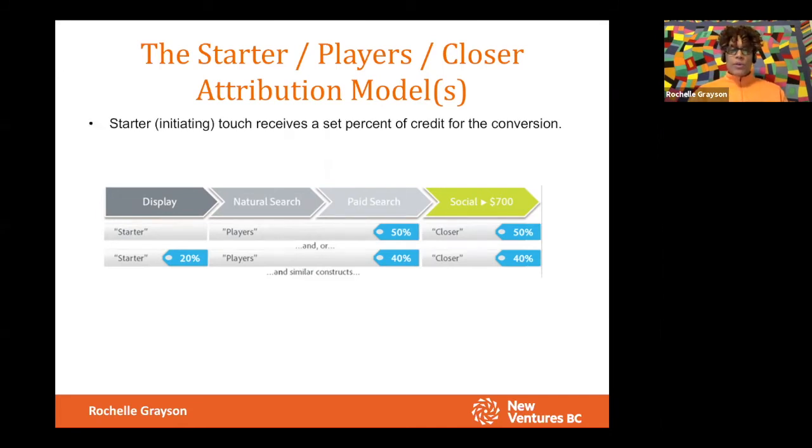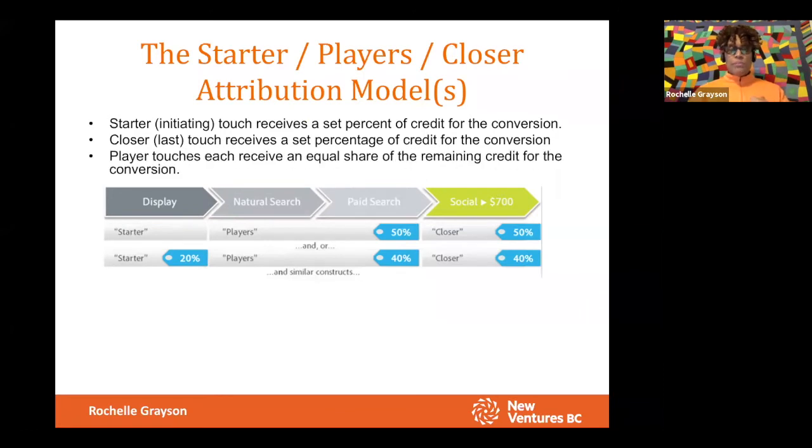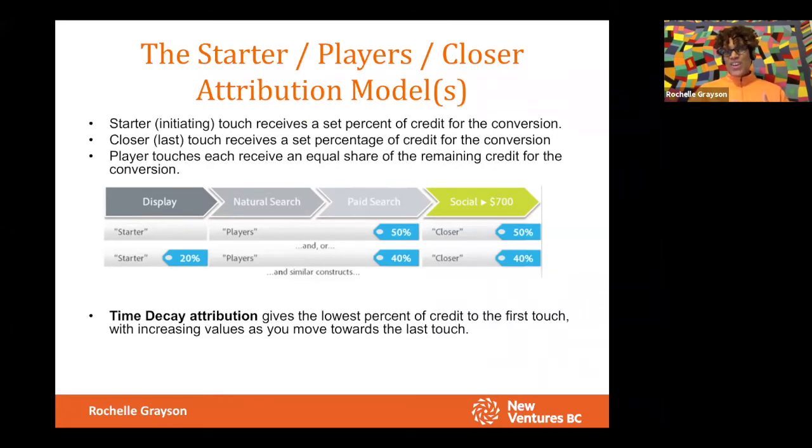There's also, I talked about this starter, closer, and player. There's also what they call the time decay attribution, and that really is over time. So basically we say starter is really low because it was further away, and it gets the lowest credit, and every one that happens more recently gets a slightly higher margin until the last one gets the highest percentage of credit because it's the most recent, right?